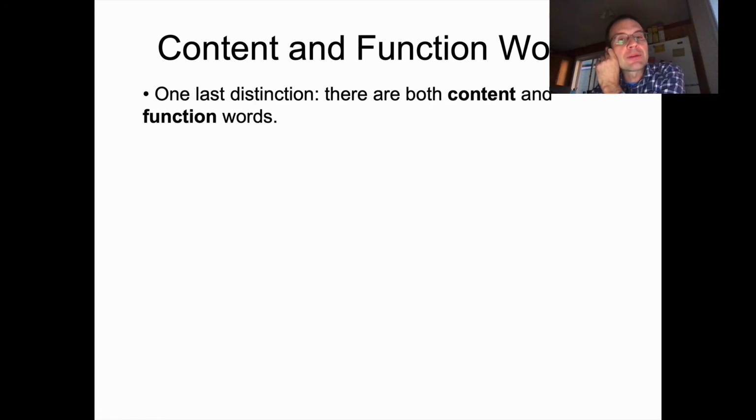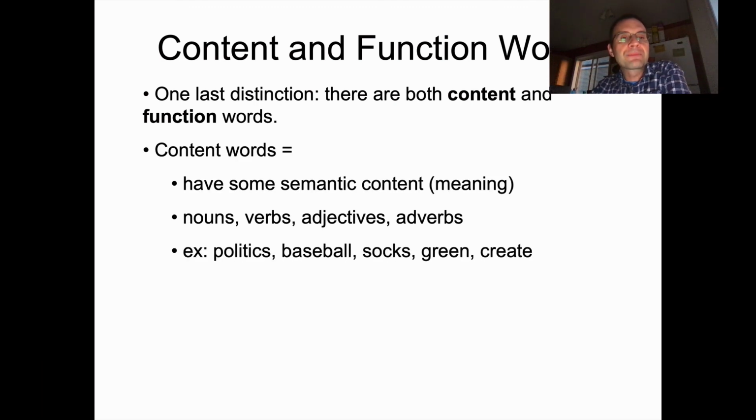Last distinction I want to talk about, that there are both what are called content and function words in language. So content words are words that have semantic content, or meaning is kind of the easiest way to think about it. So things like nouns, verbs, adjectives, and adverbs have some clear meaning to them, like words like politics, baseball, love, hate, green, create, so on and so forth.